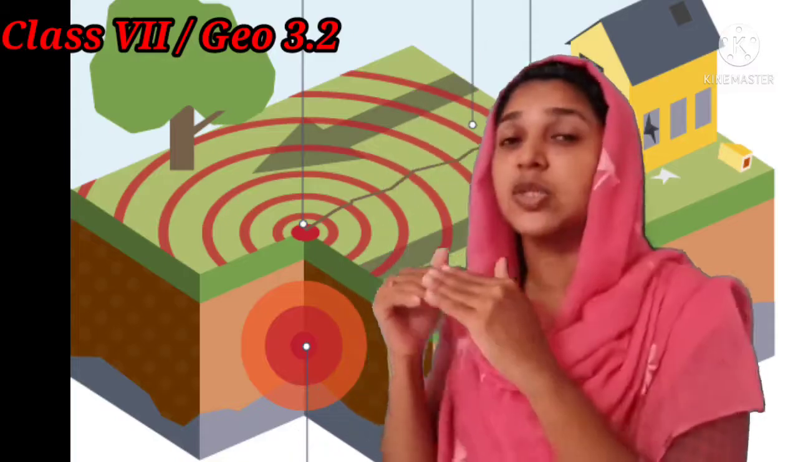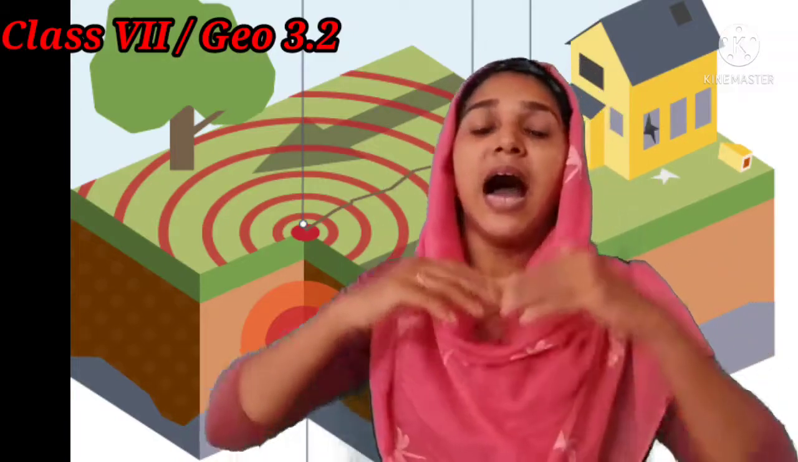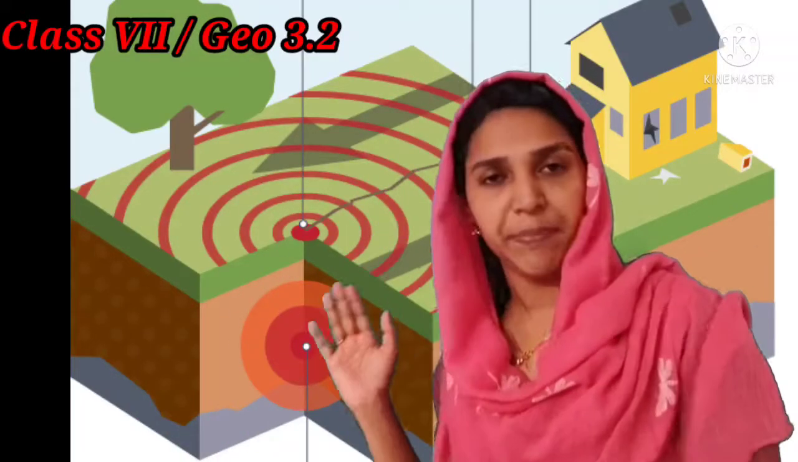Okay. So great destruction or great loss will be in the place which is nearest to the focus, and in other places there will be vibrations and losses, but it will be comparatively lesser than at the epicenter.